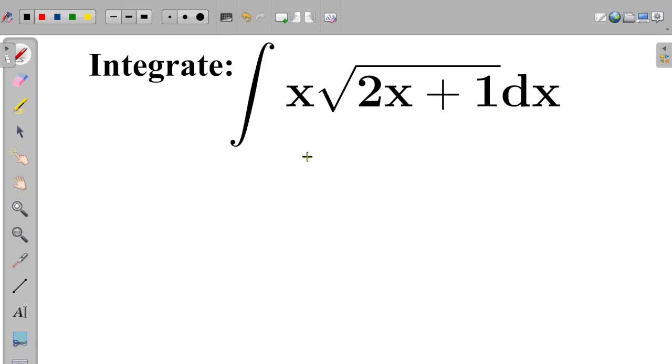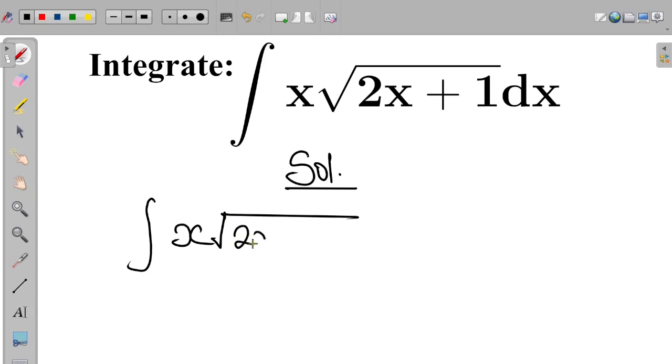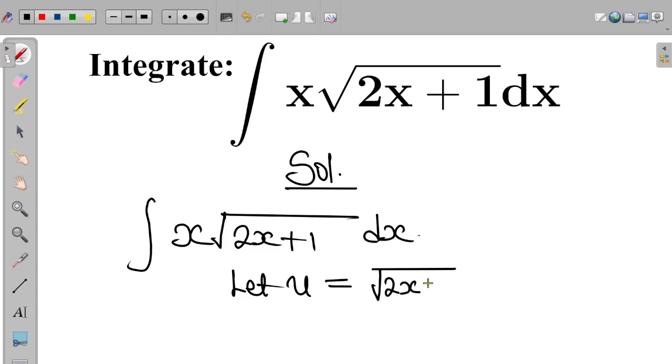Now, let us consider this question given to us. We are given that we should integrate x multiplied by root 2x plus 1, and then multiplied by dx. So at this point, let's make a very simple substitution. So we say let u be equal to root of 2x plus 1.